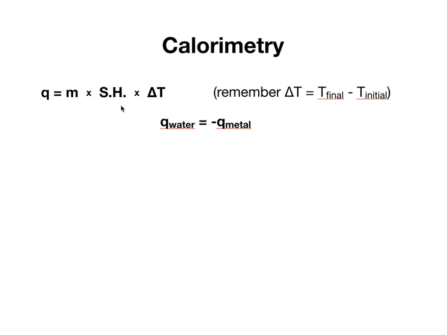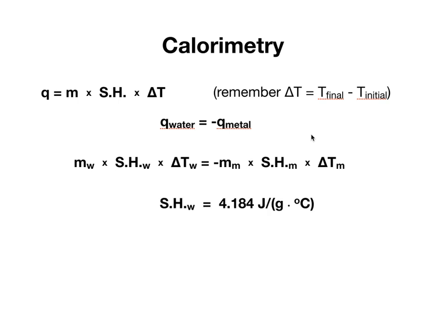So if we use this equation right here, we can substitute into this equation. Now I'm using a W here to represent water and an M here to represent the metal. So simply what I'm doing, I'm substituting in for Q the mass of the water, specific heat of the water, temperature change of the water. Over here we can't forget that negative sign. We put the mass of the metal, specific heat of the metal, and the temperature change of the metal.